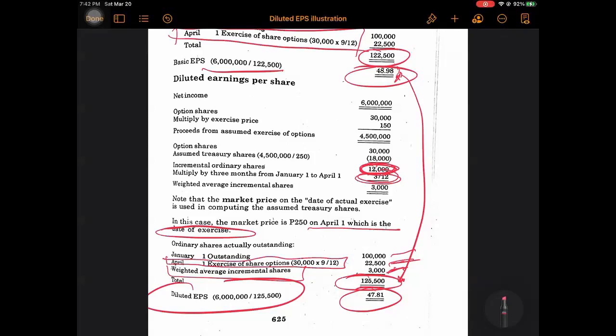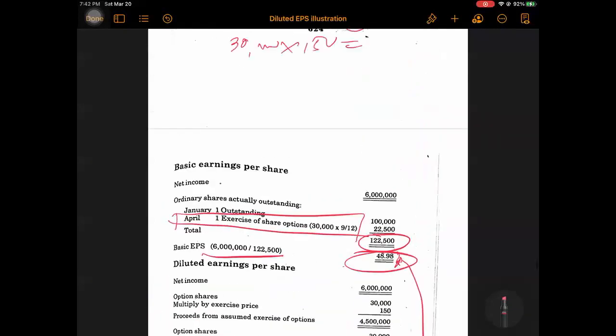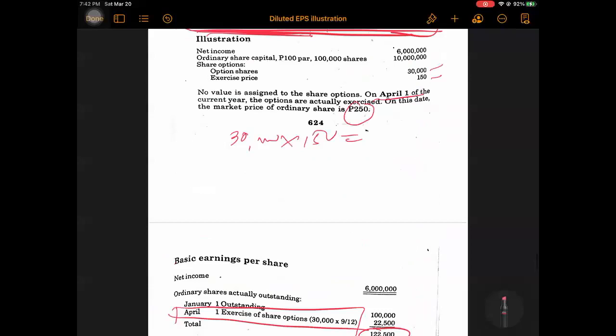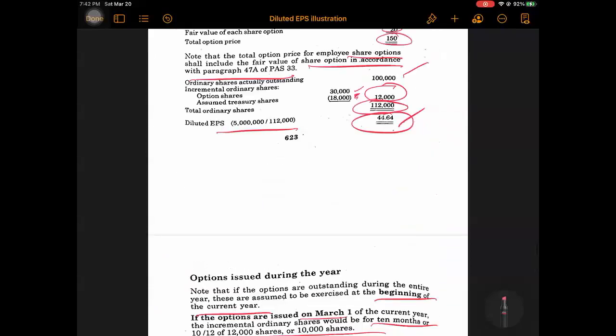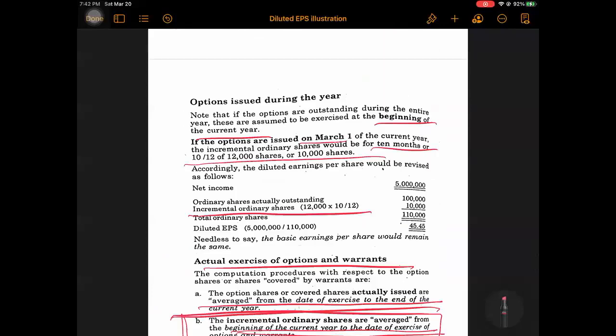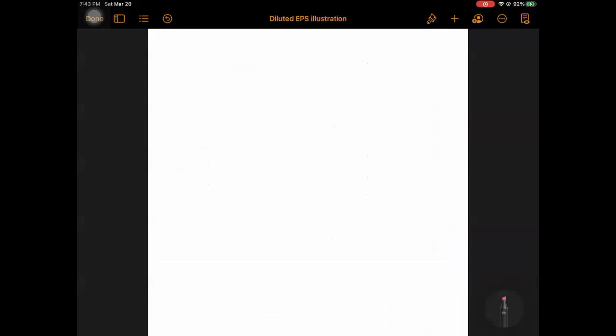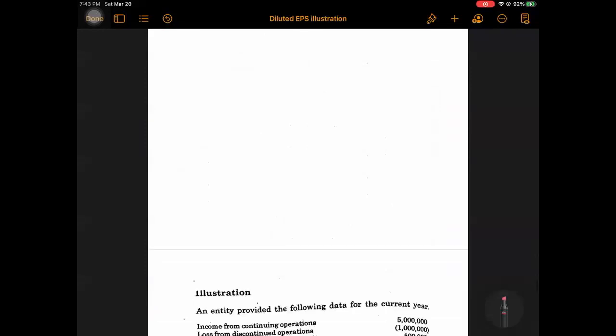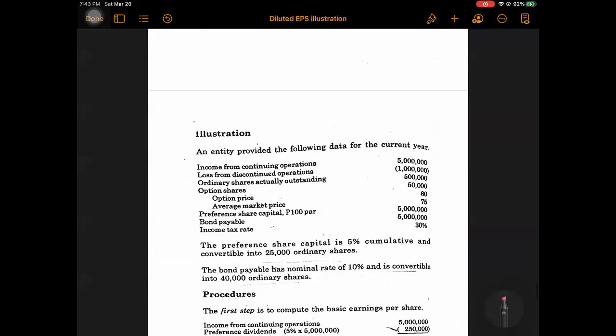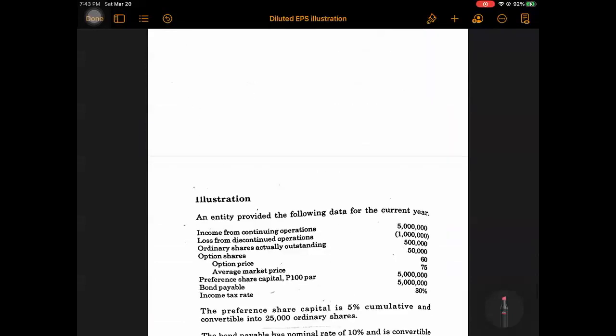Sir, if the options were not outstanding on January 1, at the beginning of the year, does the incremental computation still start then? It starts in January. Assumption: January. Not unless it was issued on a different date. Same here: if the options are issued on March 1, you don't start in January. But if the problem is silent, the options and warrants are outstanding on January 1, so the incremental computation starts.